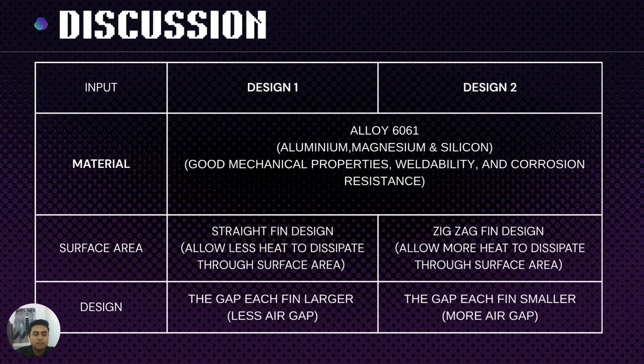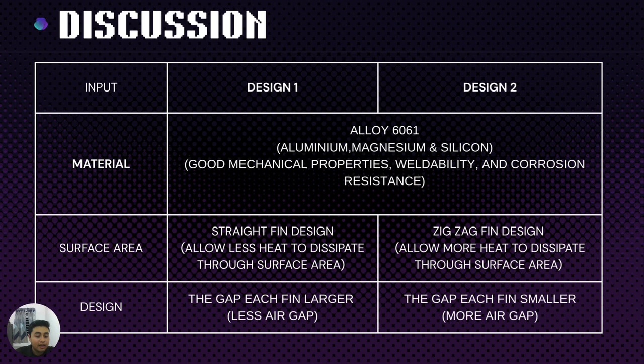It is because the performance of a heat sink is influenced by air velocity, material selection, protrusion design, surface treatment, and also the surface area itself. As we can see, the zigzag fin has a larger surface area than the straight fin. That's why the zigzag fin allows more heat to dissipate, which means it can cool more than the straight fin design.